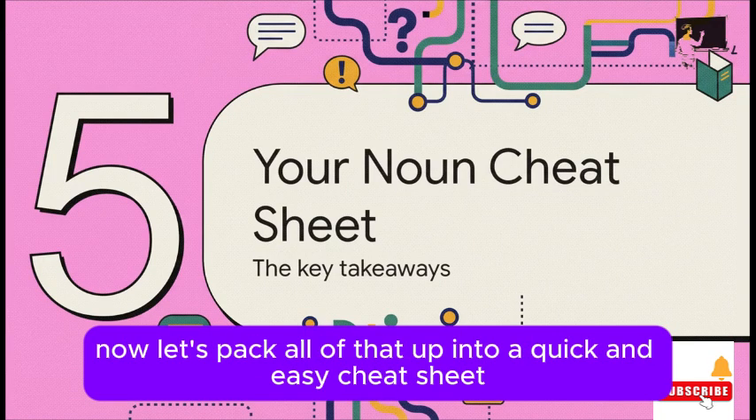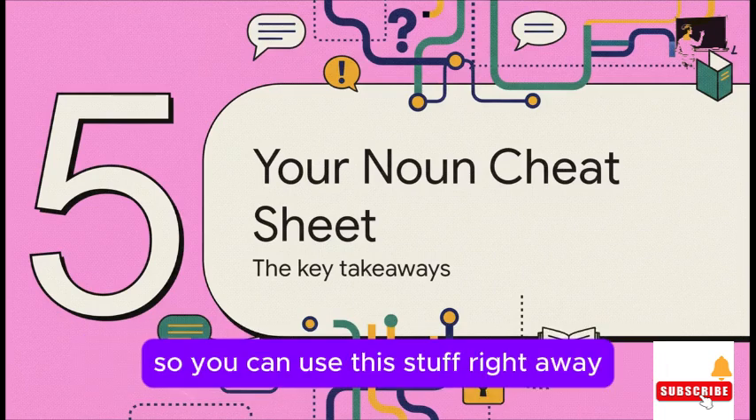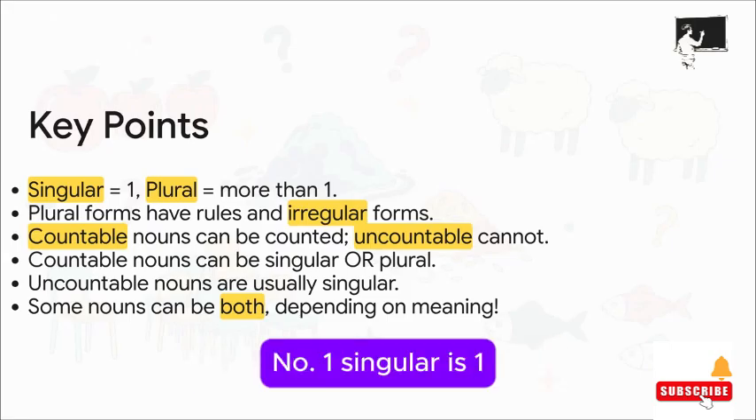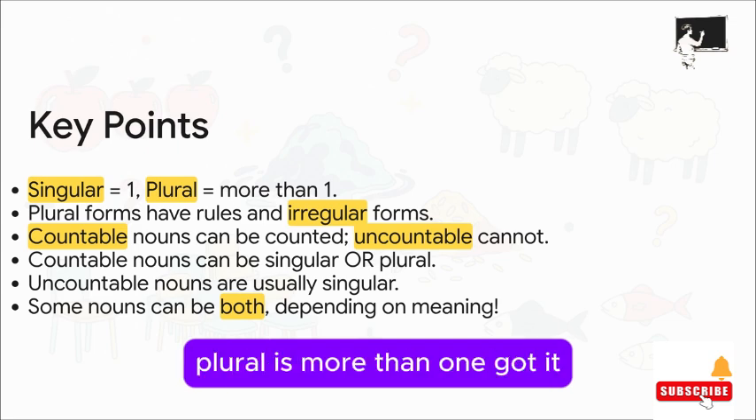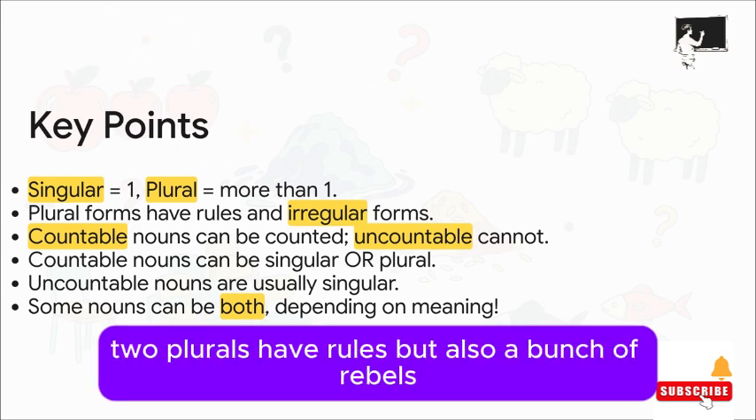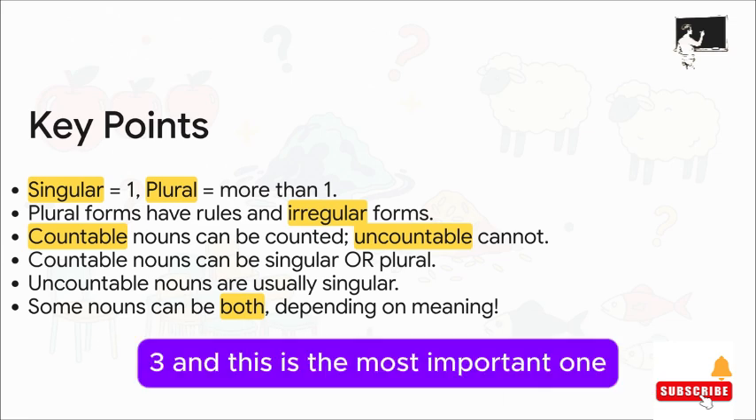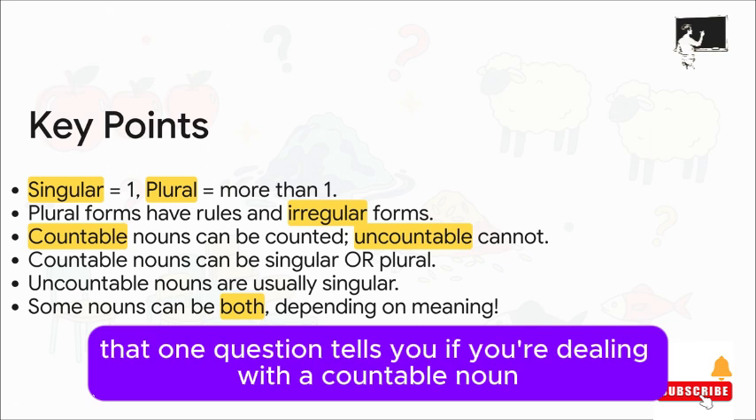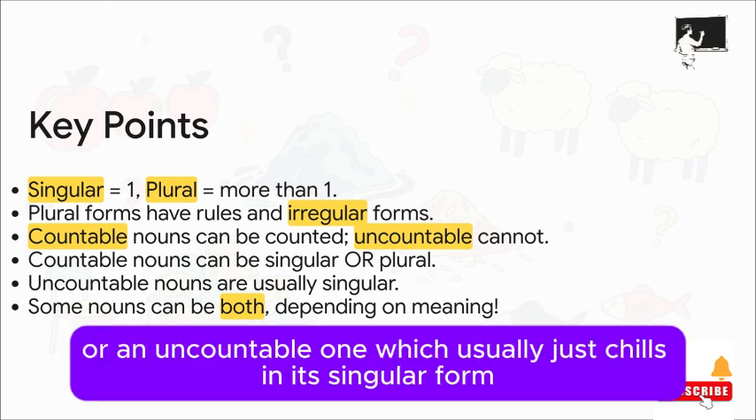Now let's pack all of that up into a quick and easy cheat sheet so you can use this stuff right away. All right, let's run through this. Number 1, singular is one, plural is more than one. Got it. 2, plurals have rules but also a bunch of rebels. 3, and this is the most important one, always ask yourself, can I count it? That one question tells you if you're dealing with a countable noun, which can be singular or plural, or an uncountable one, which usually just chills in its singular form.